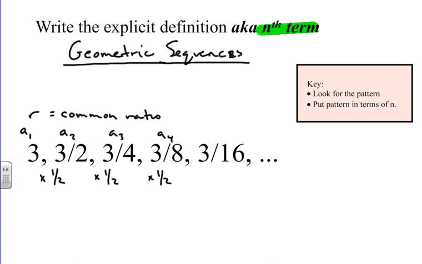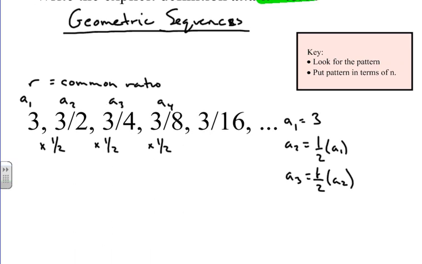So if we write this out and look at the recursive model, the first term we know is 3. For the second term, we take the first term, which is 3, and multiply that by 1/2. I'm going to put that in a different order, so we have 1/2 times the first term. To find the third term, we take the second term and multiply that by 1/2 again, and what we get is 3/4. To find the fourth term, we take the third term and also multiply that by 1/2.